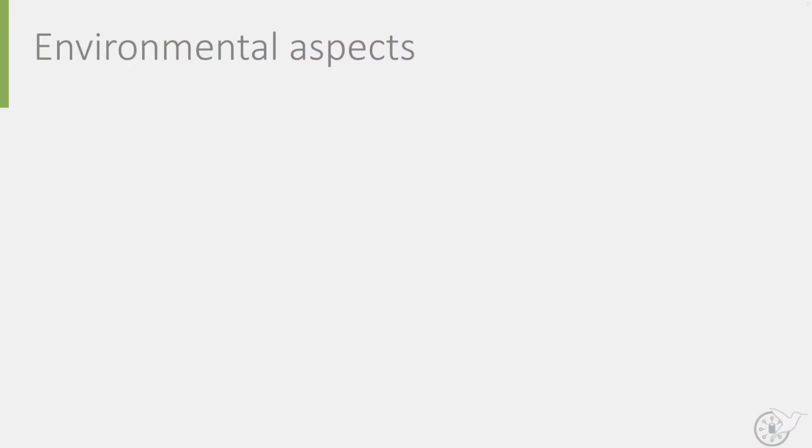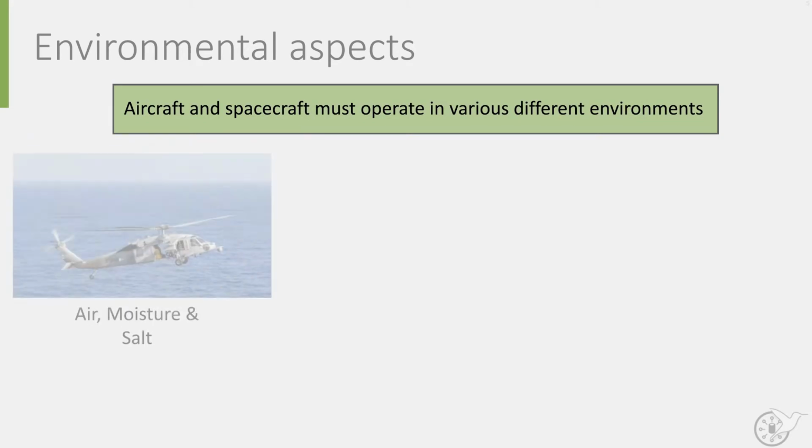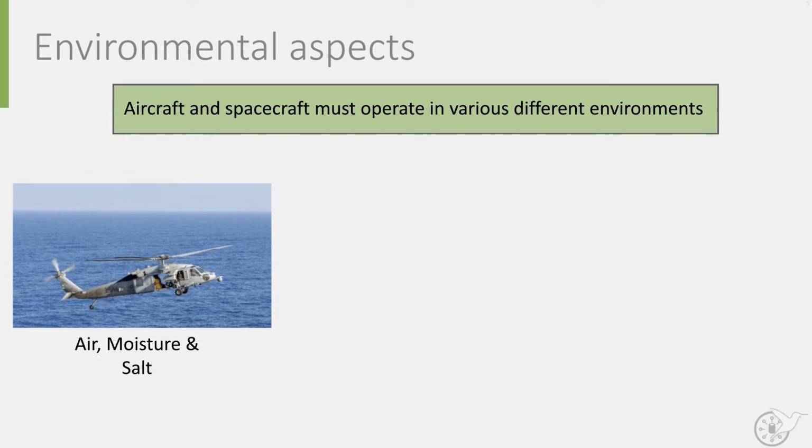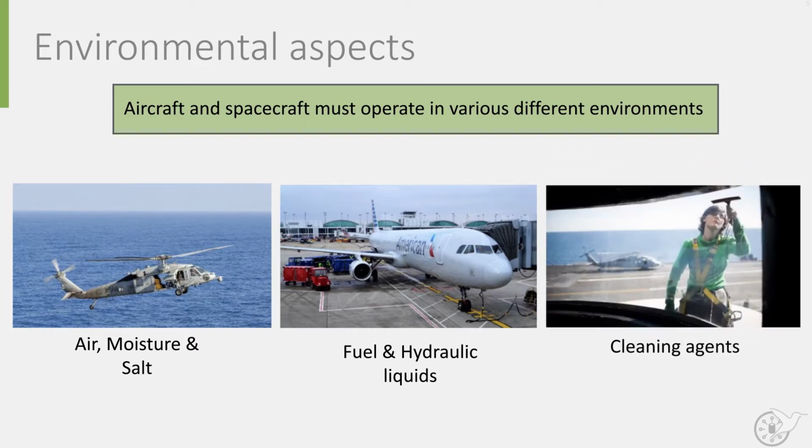So, what does the environment do to aircraft and spacecraft structures and materials? Aircraft and spacecraft operate in many different environments, each of which has its own effects on the materials we use. You can think here of a helicopter operating search and rescue missions over sea, meaning that the air is filled with moisture and salt. Aircraft structures tend to also hold fuel and hydraulic fluids in tanks and aircraft systems, and, as strange as it may seem, every now and then aircraft and spacecraft also need a good clean.